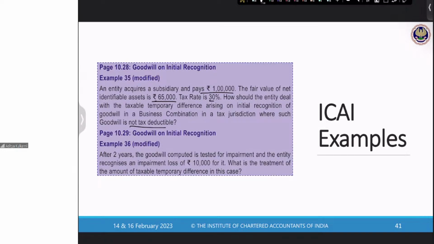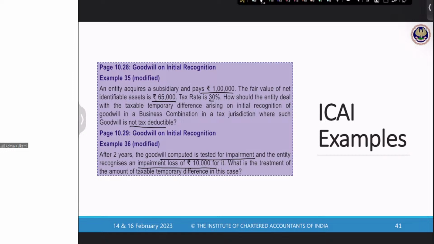Moving on to the next one. After 2 years, this goodwill is tested for impairment and the entity recognizes an impairment loss of 10,000. So what is the treatment of the amount of taxable temporary difference? In this case also, do not recognize. Why? When we did not recognize it on the goodwill, we will not recognize the deferred tax on account of impairment also. So here you will not recognize the deferred tax impact.